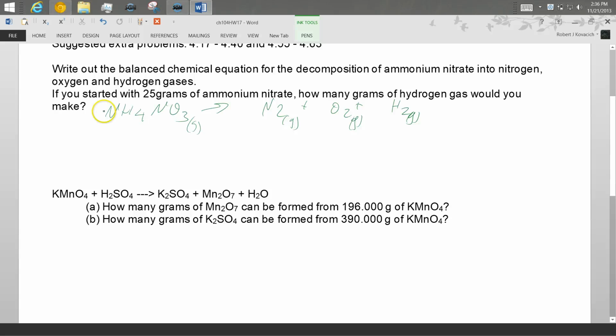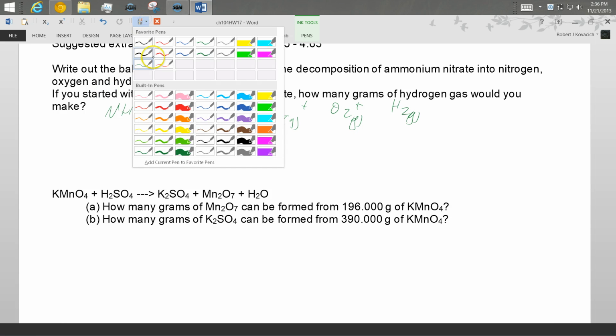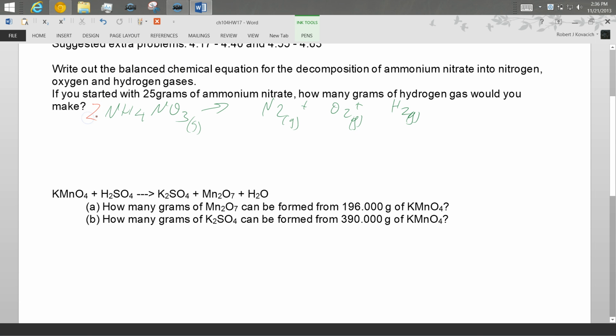So if I double, change colors here. If I double this to a 2, then I can put a 2 here, and now my nitrogens are balanced. And then I've got 8 hydrogens, so I can put a 4 right here. And I've got 6 oxygens, so I can put a 3 right here. Are you good with that?